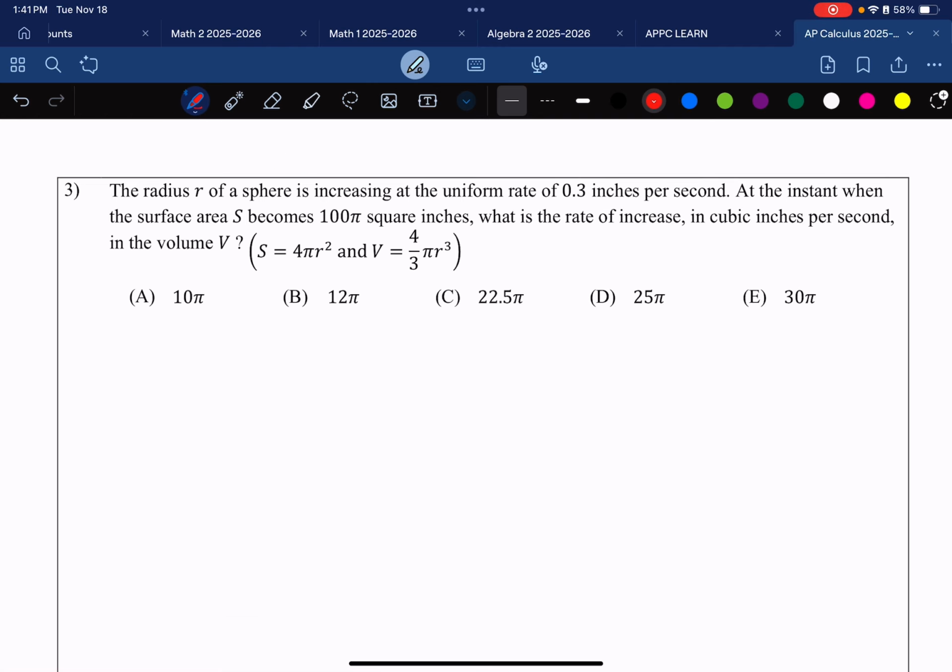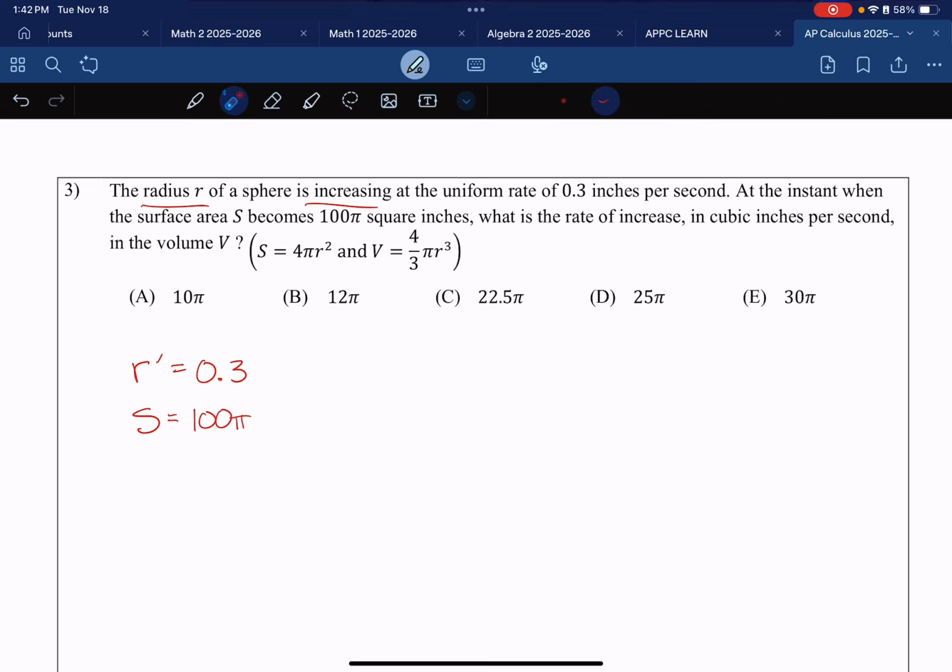Number 3, it gives us another word problem, another related rate problem. It says that the radius is increasing, so this is talking about r prime. Let me write down r prime. It's increasing at a rate of 0.3, so r prime is equal to 0.3. It also tells us that the surface area, not surface area prime, but just surface area is 100 pi. So surface area is equal to 100 pi.